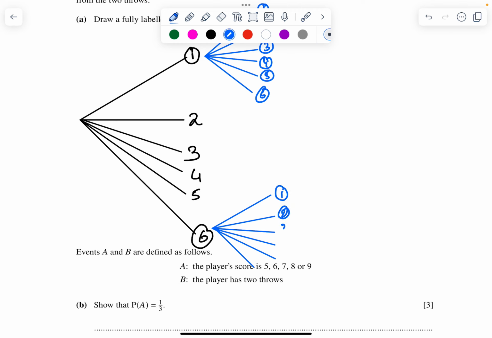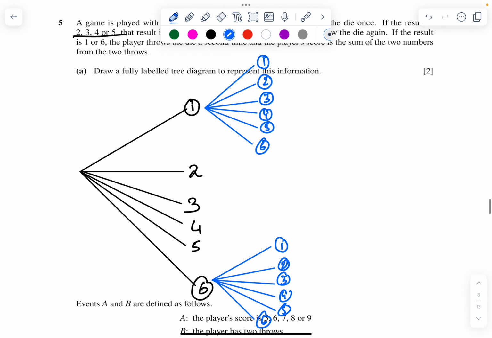1, 2, 3, 4, 5, and 6. Now, what is the probability? Individual probability is 1 upon 6. Every probability is 1 upon 6, because it is a fair dice.